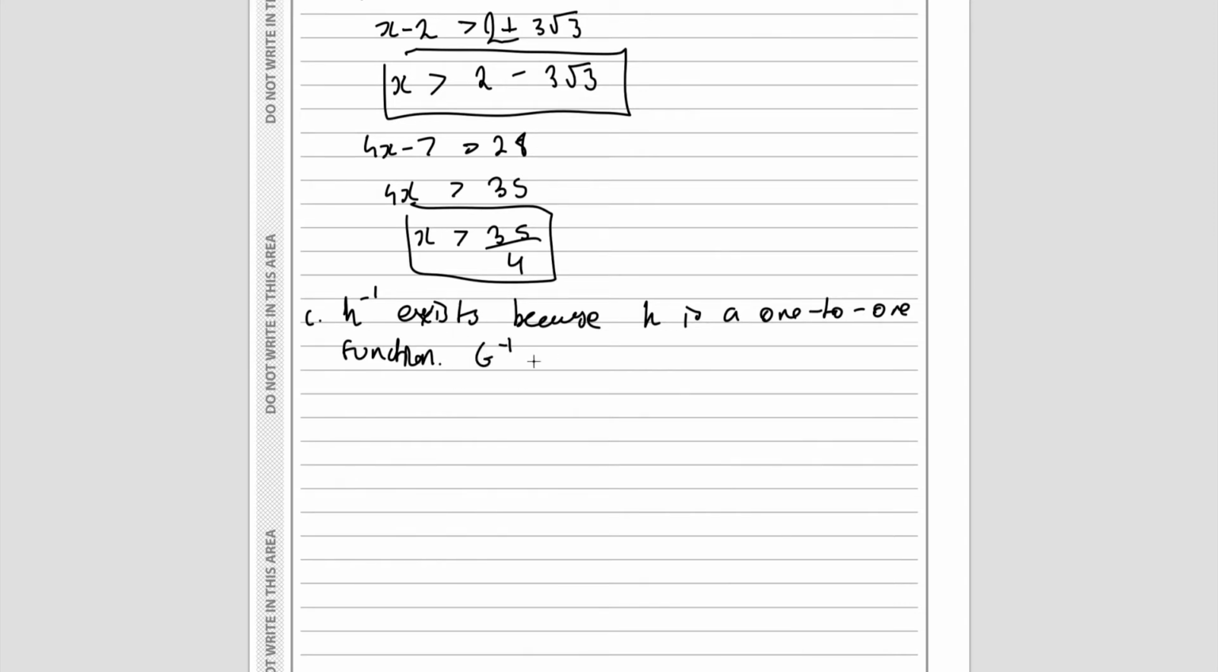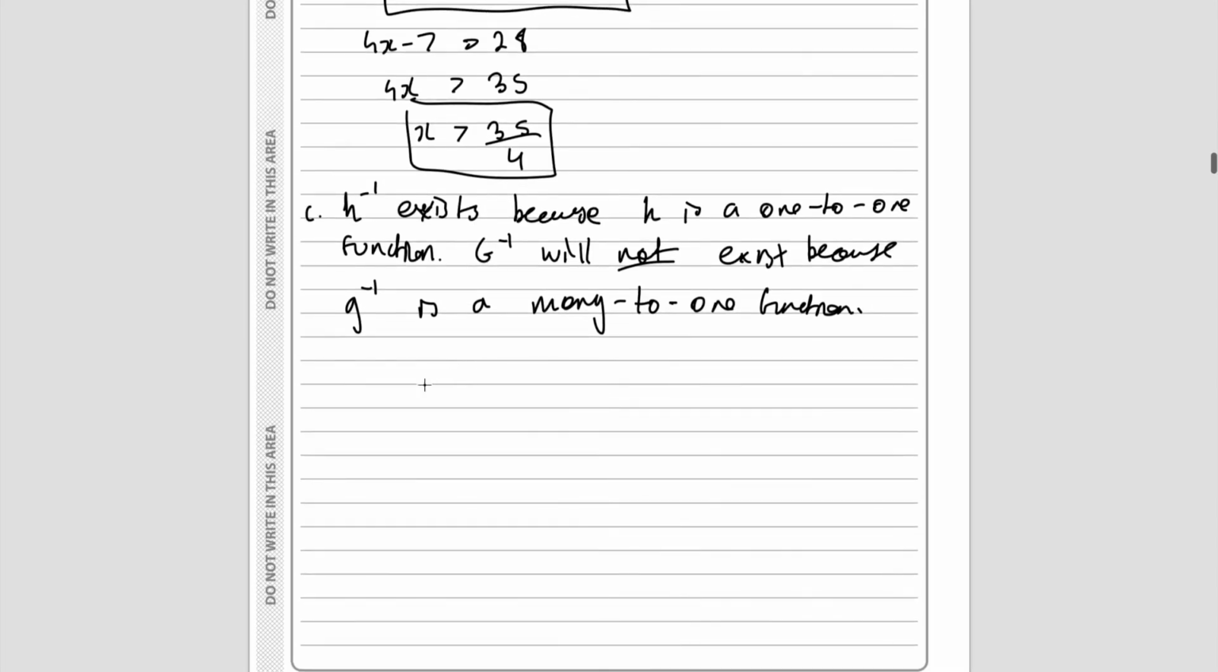g minus 1 will not exist, because g is a many-to-one function. So that means that the inverse of g will be a one-to-many function, which isn't a function, but is instead a mapping.